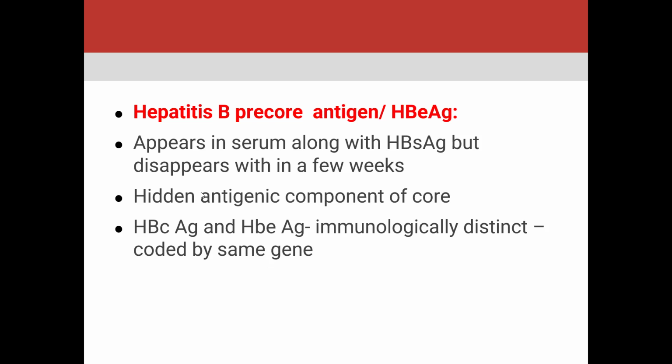Next, hepatitis B pre-core antigen or HBE antigen. Remember, E stands for a hidden antigenic component of the core. So hepatitis B pre-core antigen, or hepatitis B hidden antigenic component of the core, also appears in the serum along with the HBsAg, but only for a few weeks. After that, it disappears from the circulation, from the serum.